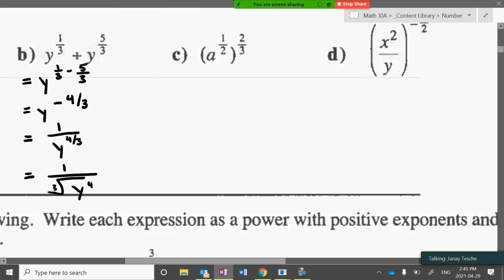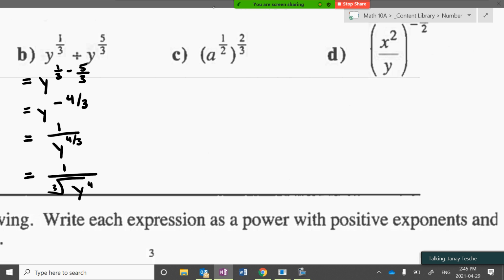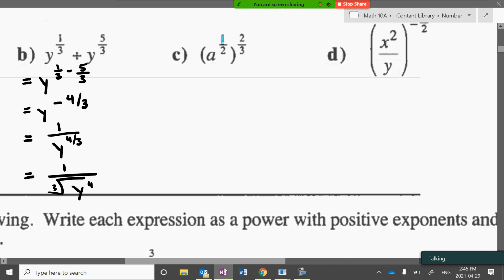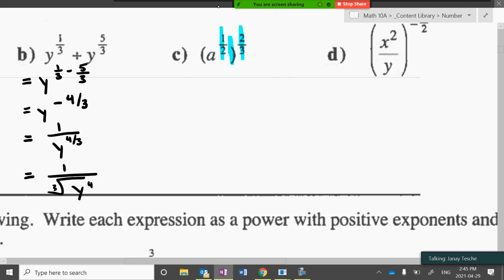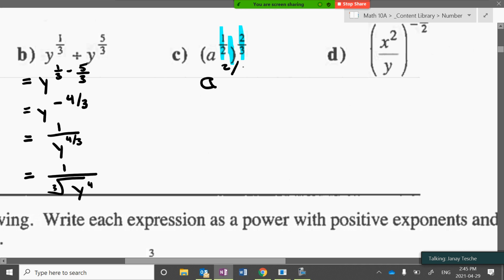On C, I have to multiply. So whenever you have exponents with a bracket in between the two exponents, so like exponent, bracket, exponents, I'm multiplying them. So this is going to become 1 times 2 gives me 2. 2 times 3 gives me 6.